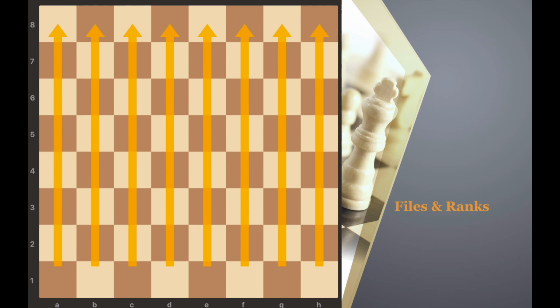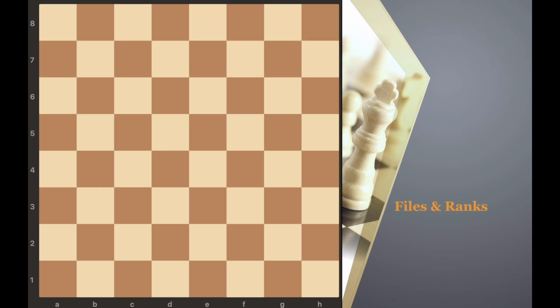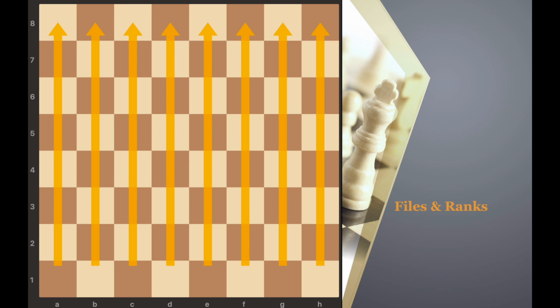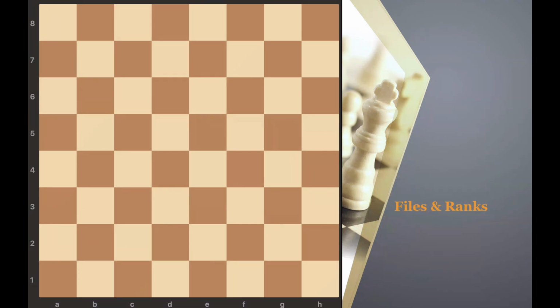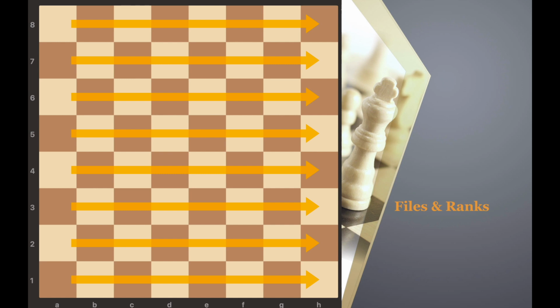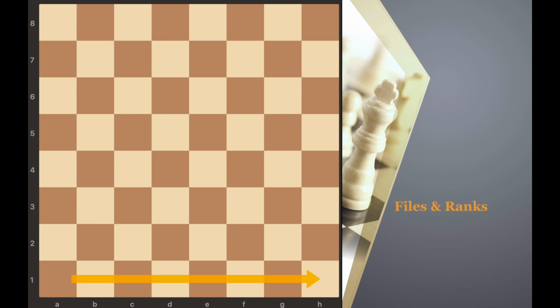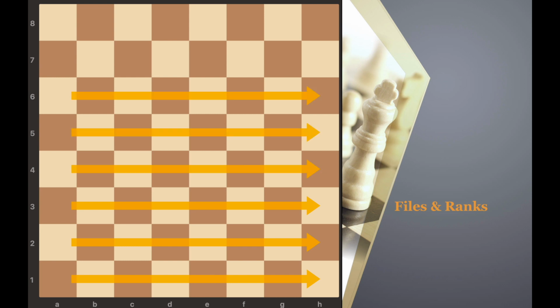There are columns, the vertical lines, which are called files. We have 8 files starting from A, then B, C till H. Then there are rows, the horizontal lines are called ranks. There are 8 ranks named as first rank, second rank, third rank, and so on till 8th rank.